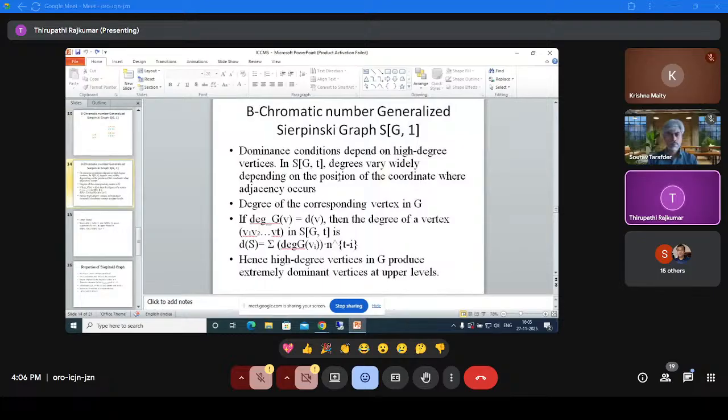The b-chromatic number of the generalized Sierpinski graph S(G,1). Dominance condition depends on high degree vertices. In S(G,t), degrees vary widely depending on the position of the coordinate where adjacency occurs. Degree of the corresponding vertex in G: the degree of G(v) equals degree of v. Then for the vertex v1, v2, ..., vt in S(G,t), d(S) equals the summation of degree of G(vi), i less than t minus 1. Hence, high degree vertices in G produce extremely dominant vertices at upper levels.